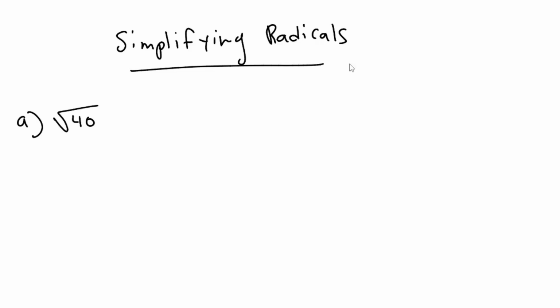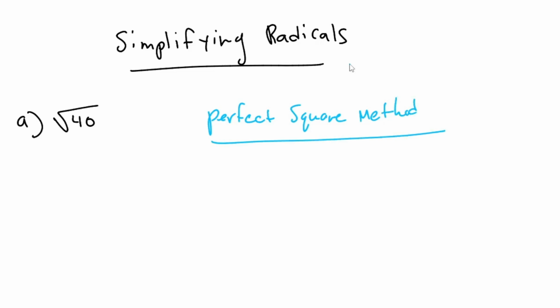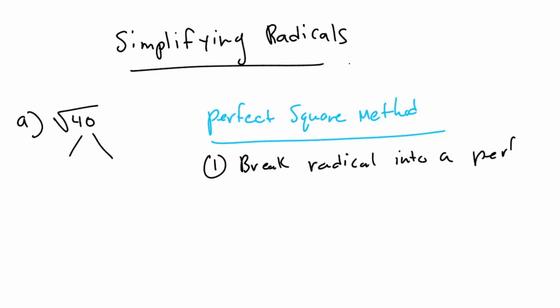I call this the perfect square method. It's known as the perfect square method. And the way to do this is to break the radical into a perfect square number and any other regular number. So I'll show you what I'm talking about.